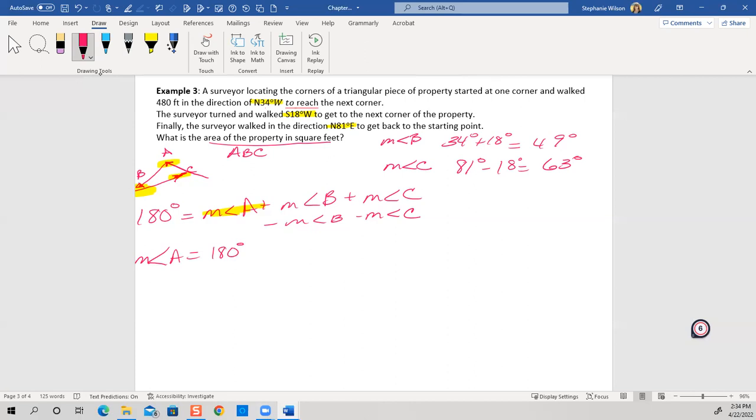Well, we know what the measure of B is. It's 49 degrees. We know the measure of C, which is 63 degrees. And when I subtract all of these, it gives me a measure of 68 degrees. So now I know the measure of A. So now we can find the area of the property.